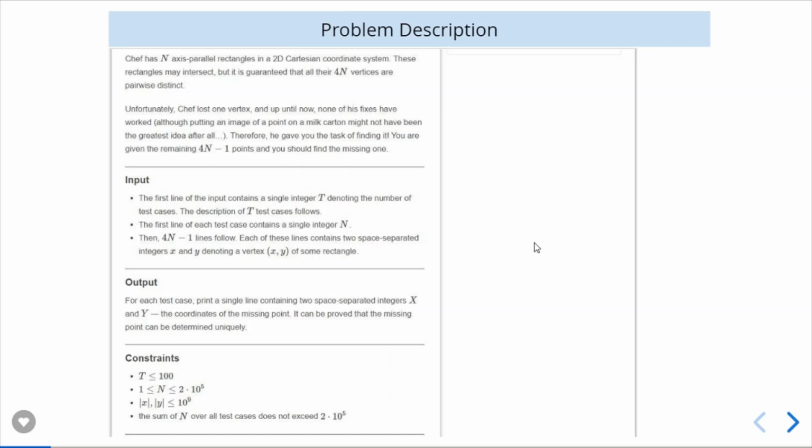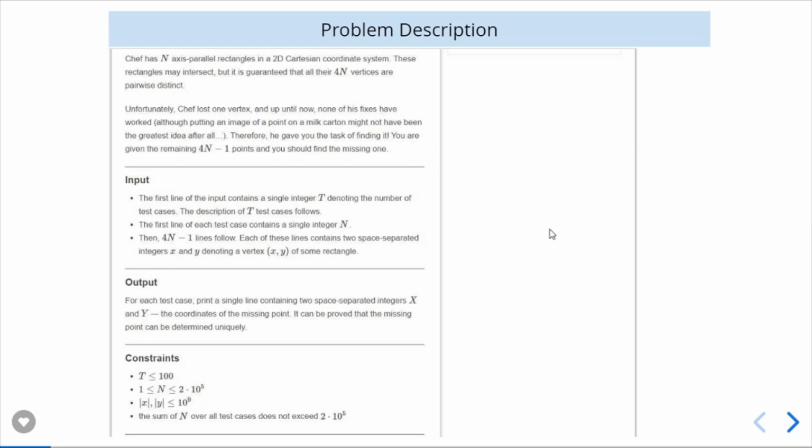Basically, we have been given the coordinates of 4n-1 points in the coordinate system. Why 4n-1 points? Because there are exactly n rectangles parallel to the axes in the 2D Cartesian coordinate system, and we have been given 4 times n minus 1 points. That means one point is missing, so we need to identify that one point which makes exactly n rectangles parallel to the axes of the 2D Cartesian plane.